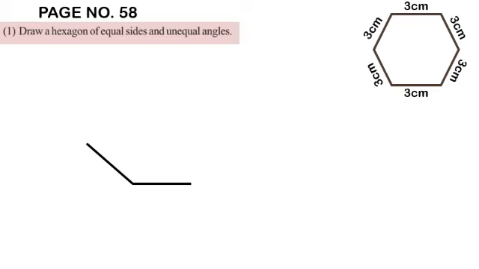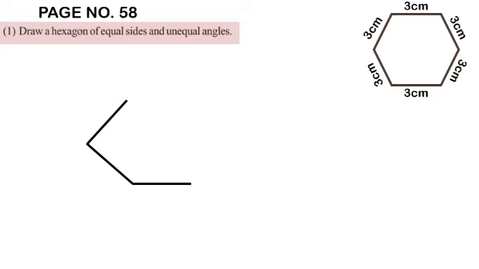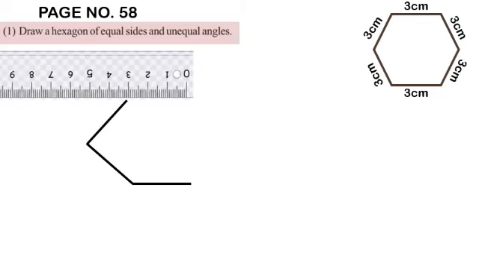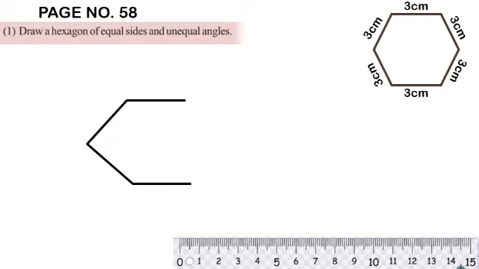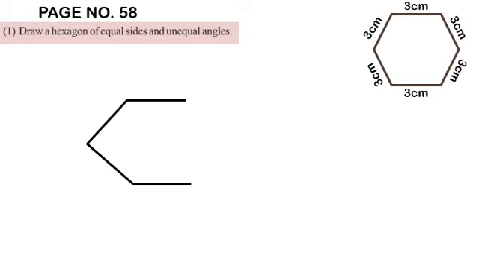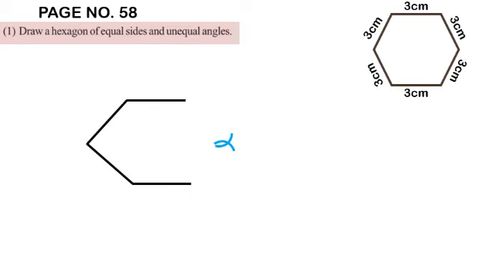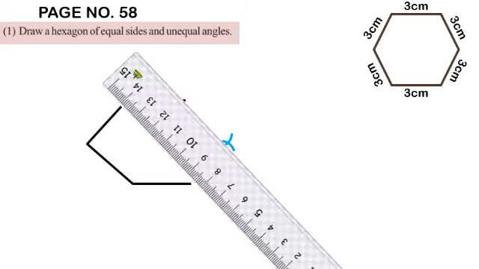Then move the ruler to the other end of the slanting line and draw another slanting line like this with 3 cm. See the rough figure and do it correctly. Then keep the ruler horizontally and draw one more horizontal line like this with 3 cm again. Then take a compass, adjust it to 3 cm and draw arcs from the open ends of both horizontal lines. Now we get one intersecting point. Join it with a ruler.